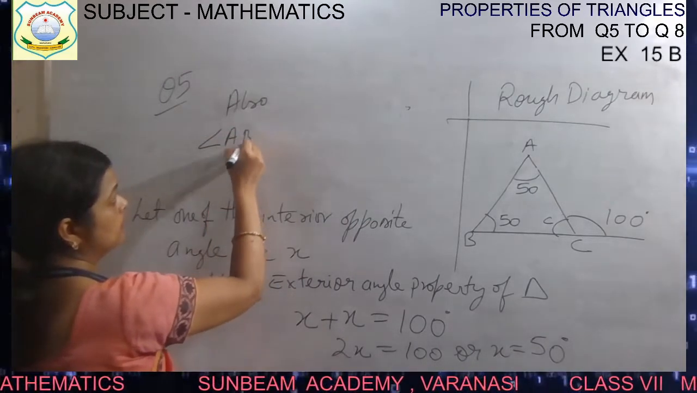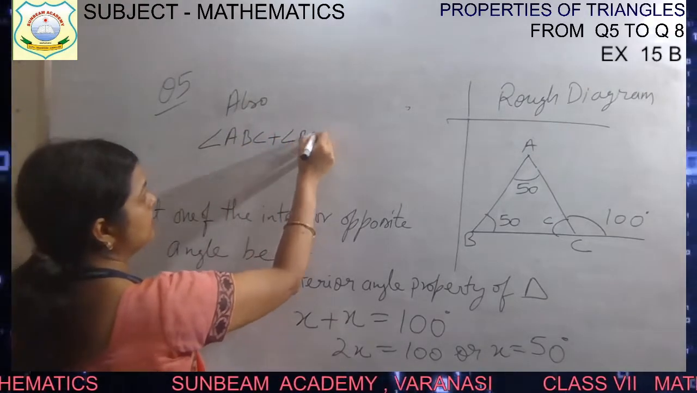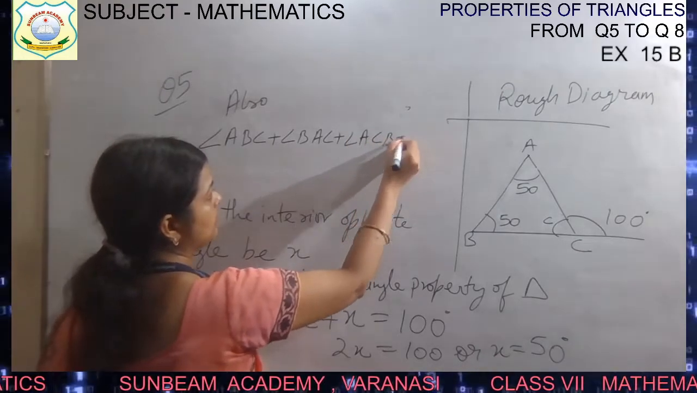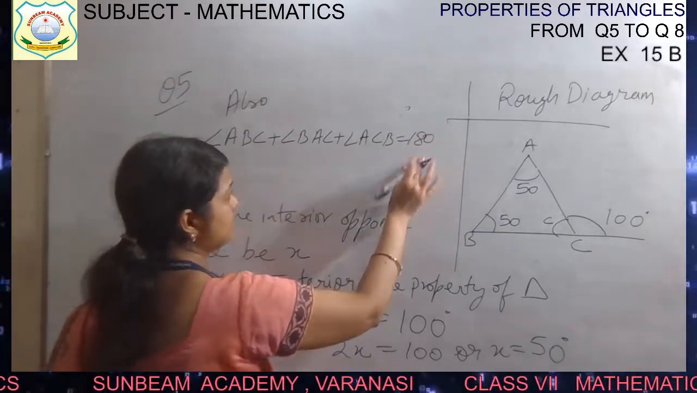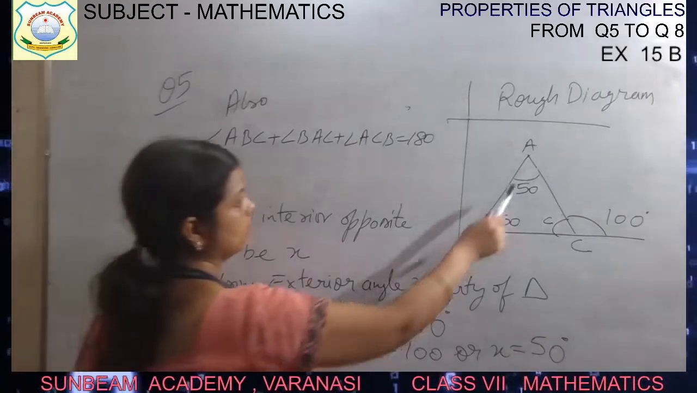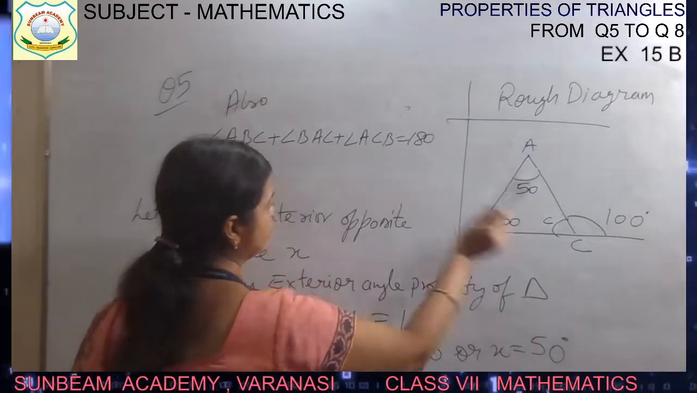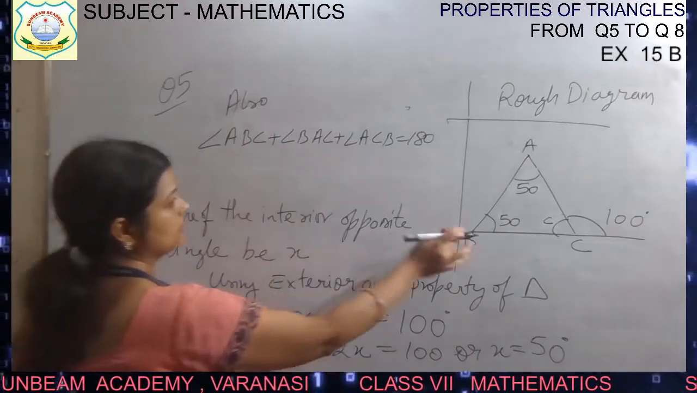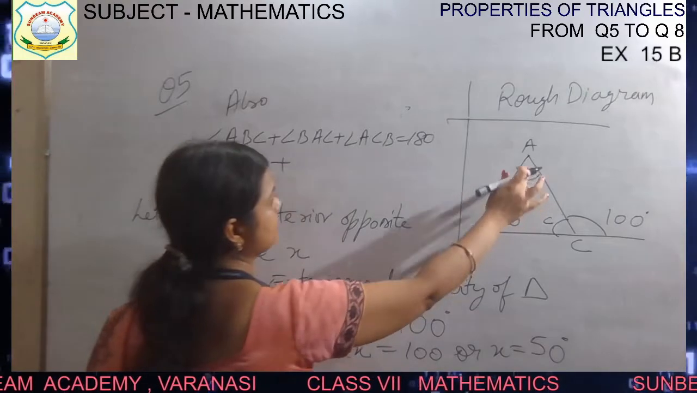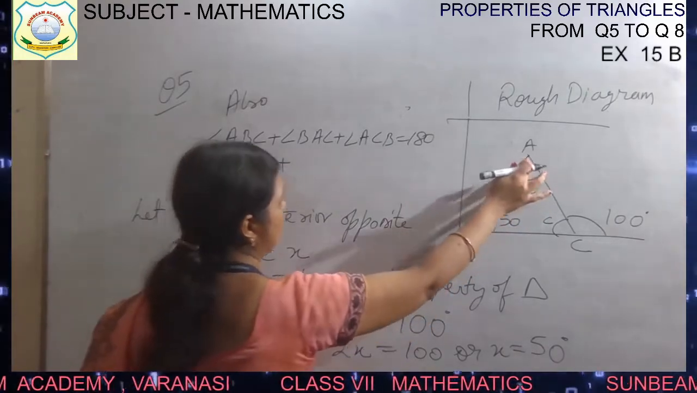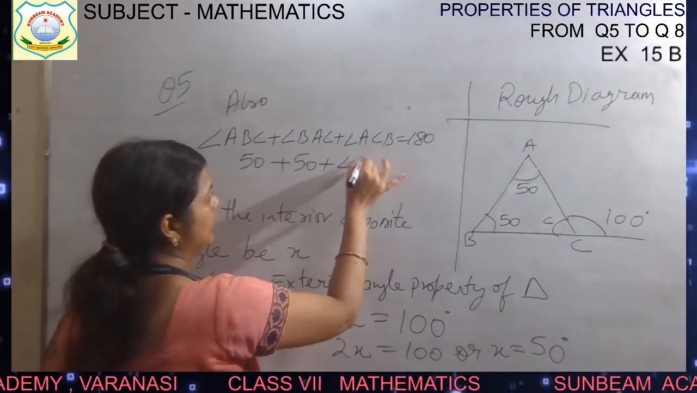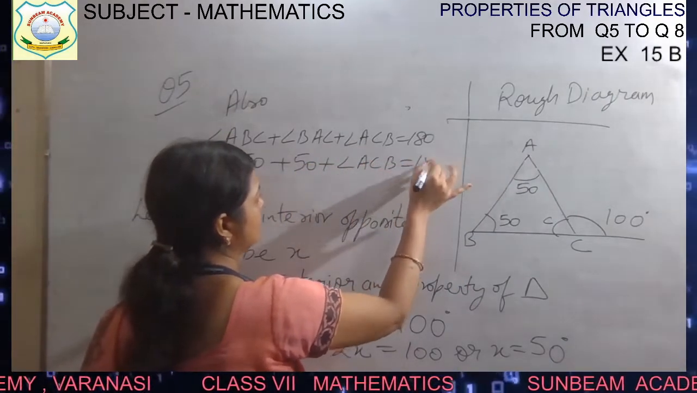Angle ABC plus angle BAC plus angle ACB is equal to 180 degree. यहाँ पे रीजन लिखेंगे. Reason is angle sum property of triangle. मैम ने ये एंगल लिया है, ये लिया है, ये एंड ये. So angle ABC, ये वाला एंगल ABC 50 degree, plus angle BAC, this one, BAC means this one, 50 degree, and angle ACB is equal to 180.